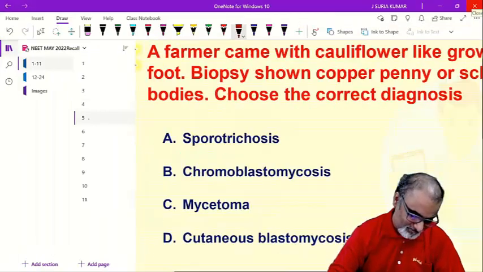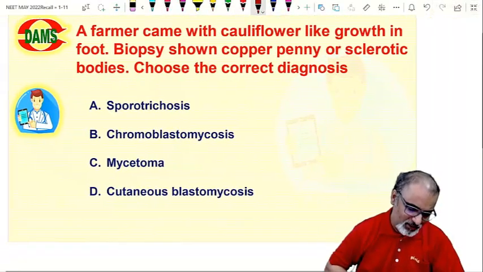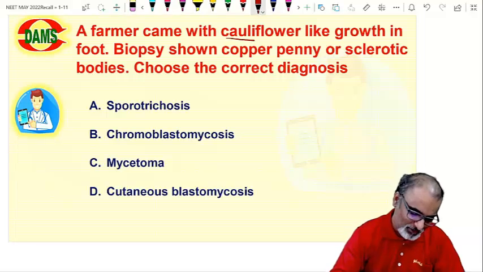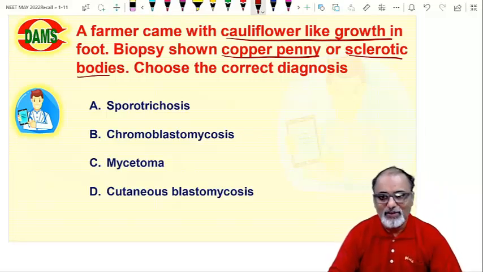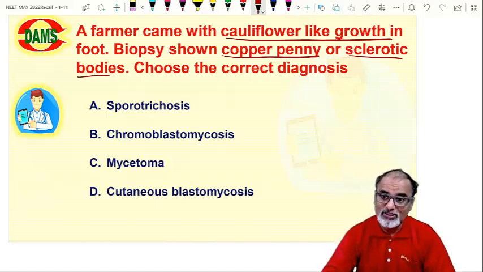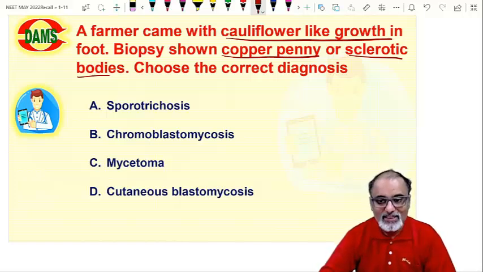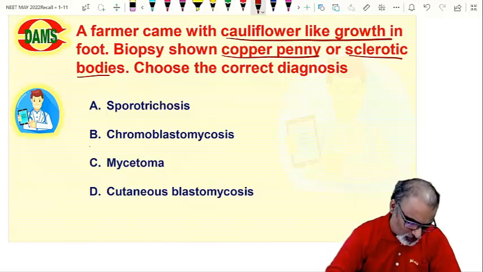Next question. A farmer came with cauliflower-like growth in foot. Biopsy shows copper penny body. Some of the people say sclerotic bodies. I got two types of feedback. Some kids say copper penny, some kids say sclerotic, some people say both were given. But everybody is confident there was no image given. In INICET exam, you got the image. So copper penny bodies, cauliflower-like growth. Direct question, you can go for Chromoblastomycosis.